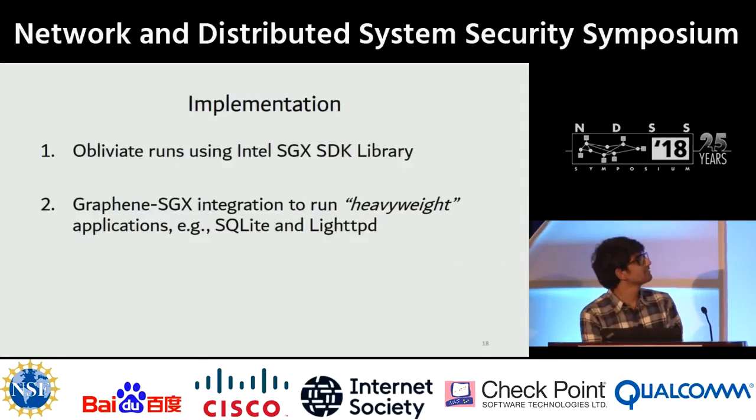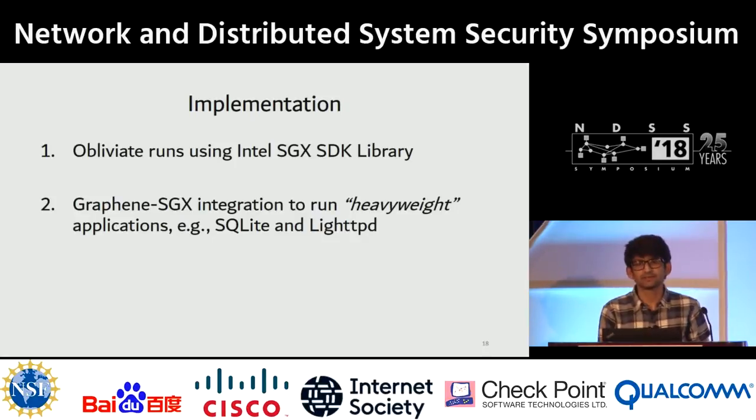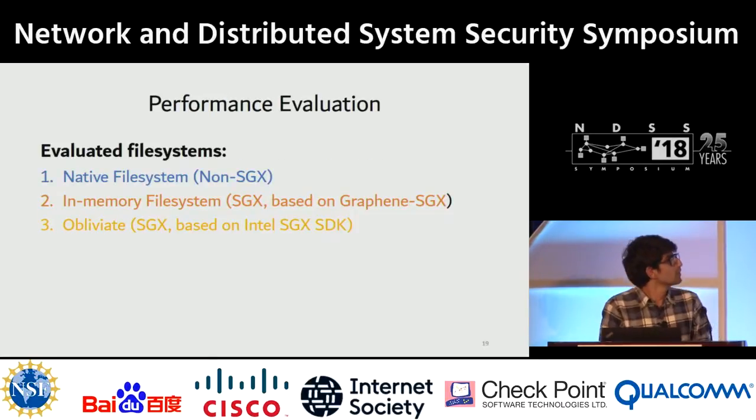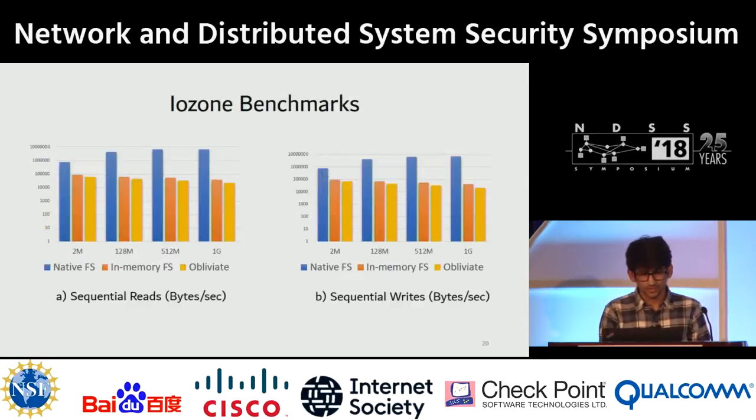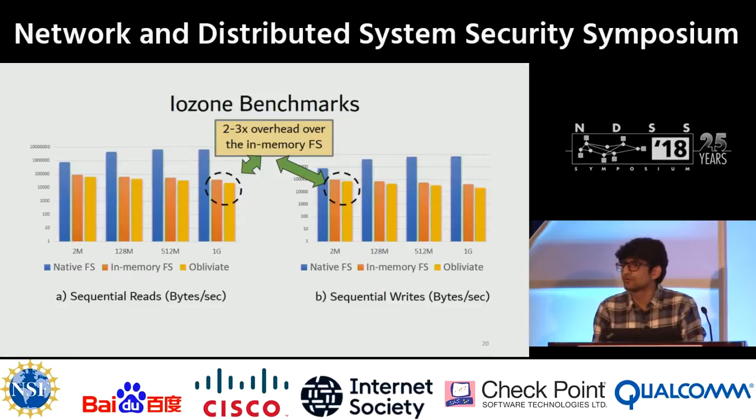So our implementation shows that OBLIVIATE is just built upon the Intel SGX SDK library, and we perform a Graphene SGX integration. Graphene SGX is a libOS to just run heavyweight applications, but our whole implementation is based on the trusted Intel library. So we evaluate our prototype against the native file system and the in-memory file system. We show that against the in-memory file system, we have very little overhead, only 2 to 3 times overhead over the in-memory file system.